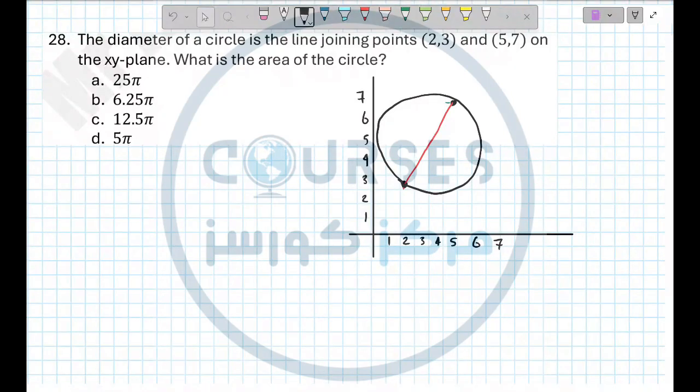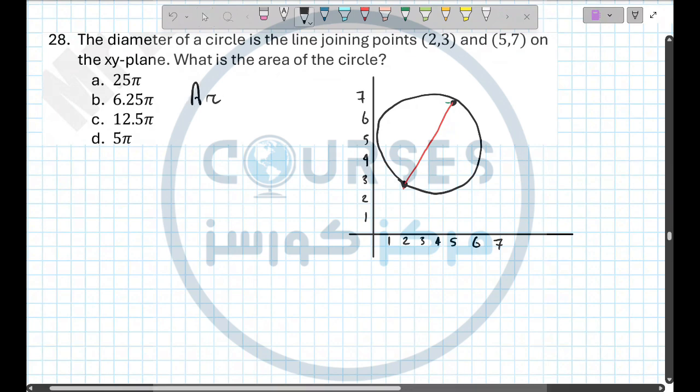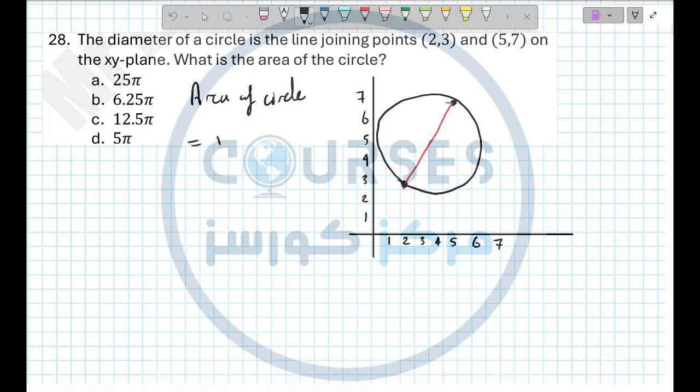Okay, so they want the area of the circle. We know the formula for the area of a circle is equal to pi r squared. R is the radius. The radius, it's just this part. This is the radius, it's half of the diameter. The diameter is the line connecting the points (2, 3) and (5, 7).